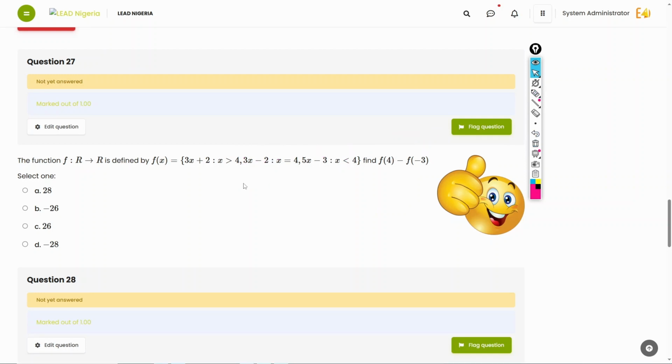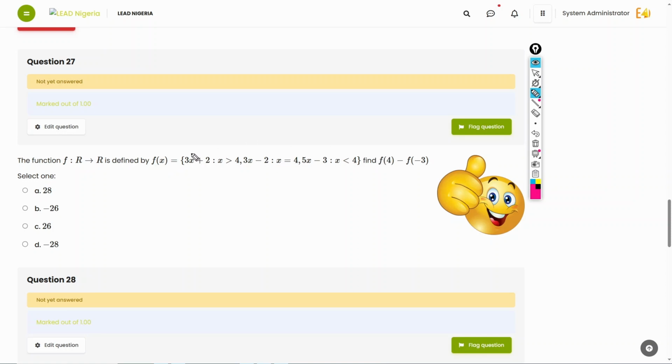So we have question 27. It says we have the function defined by this. Okay, good. Let's look at this. This function, you can take a pause to listen to it if you're just watching the video on YouTube. This is called a piecewise function.